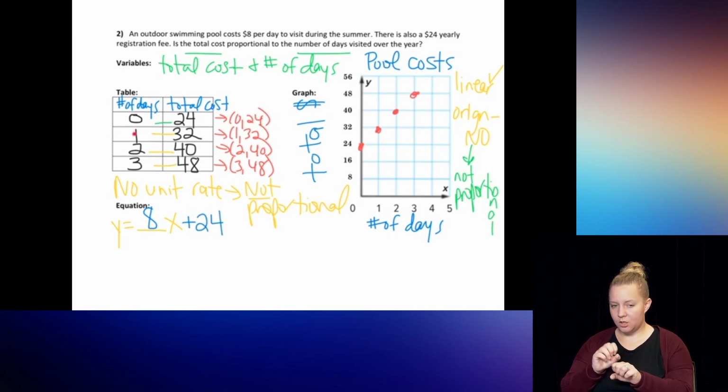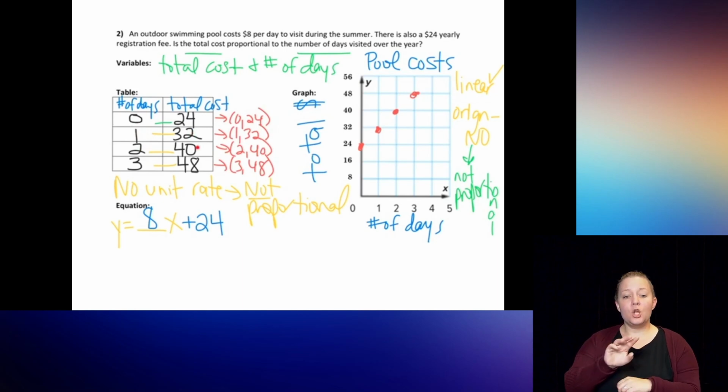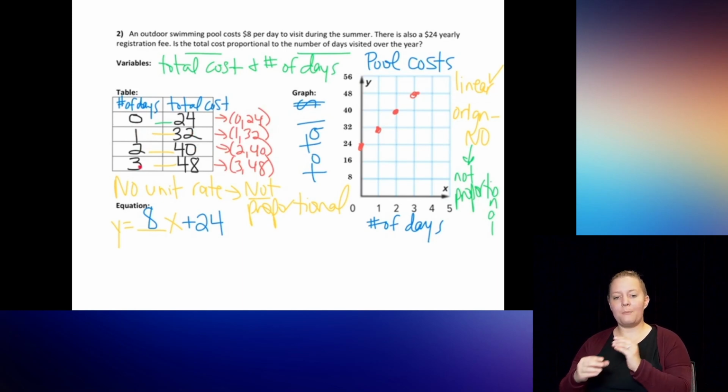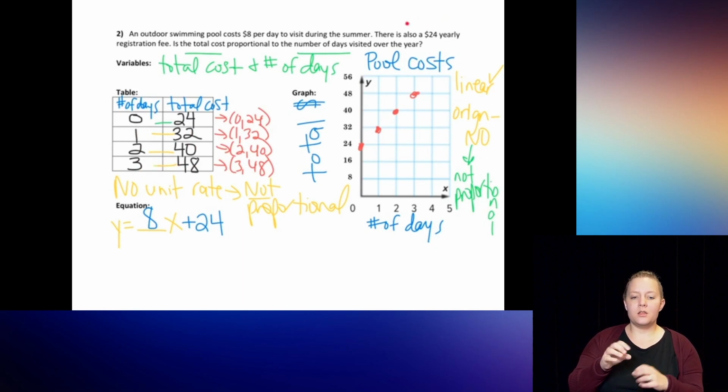So 1 times 8 is 8, plus 24, that's where I get 32. 2 times 8 is 16, plus 24 is 40. 3 times 8 is 24, plus 24 is 48. It's because I had already prepaid something right here before I started going up. That's where that plus 24 comes in.